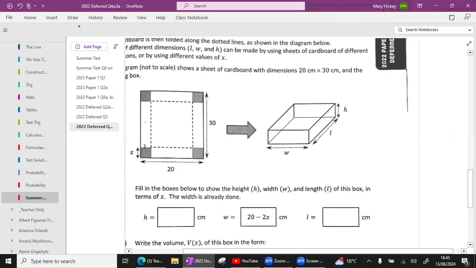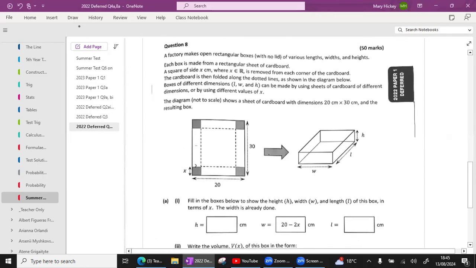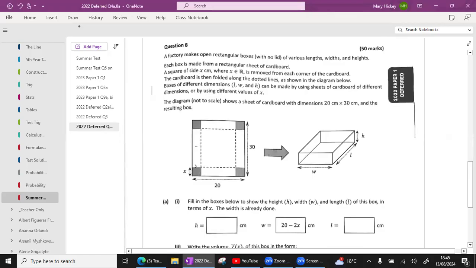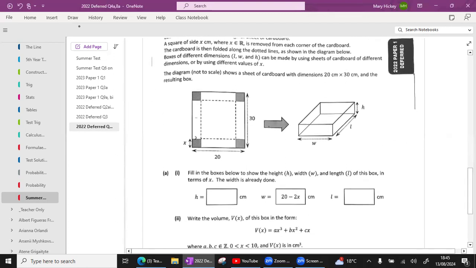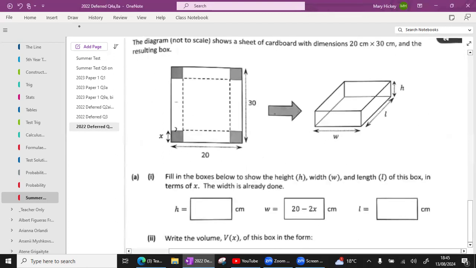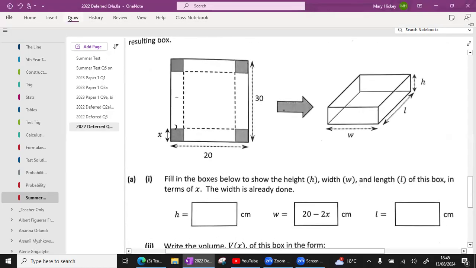Okay, and then the second question, question 8. This really is a calculus question, which we'll be, please God, learning this year coming. But it's the algebra side we're interested in here. So let's just look at the diagram, really. That's really all we need to do for the moment.